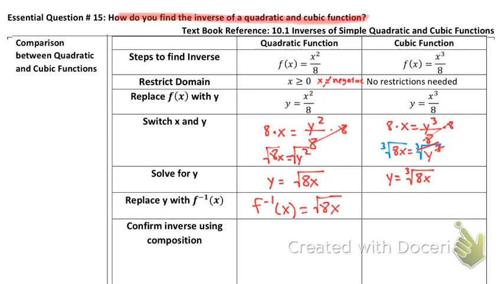All right, change y into f of negative 1 of x equal to radical 3, 8 times x. Okay? Again, check if these are inverses by composing and go from there.